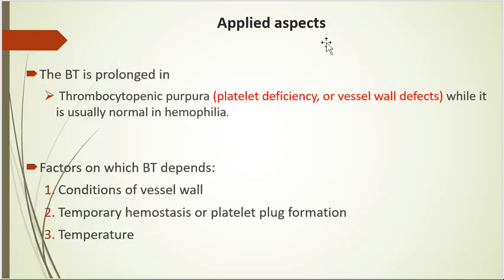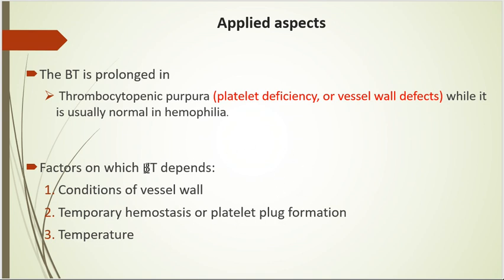Now, what are the applied aspects? When can BT be prolonged? Bleeding time is prolonged when we have thrombocytopenic purpura, even when platelet counts are normal. So in platelet deficiency and vessel wall defects, the bleeding time is prolonged. While it will be normal in hemophilia, which is because of clotting factors. In that scenario, clotting time will be prolonged, not bleeding time. So in hemophilia, CT will be prolonged and BT will be normal. In purpura, BT will be prolonged and CT will be normal. Bleeding time depends on the condition of the wall, temporary hemostatic plug formation, and temperature.